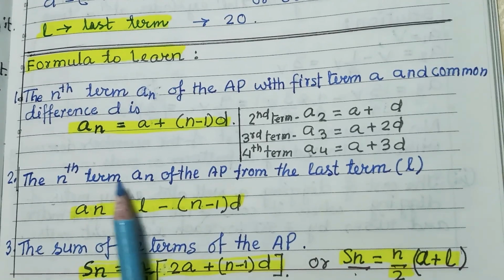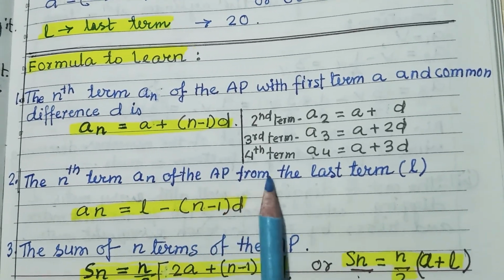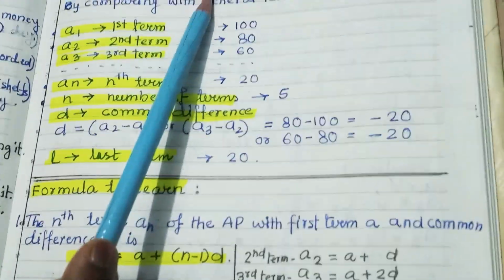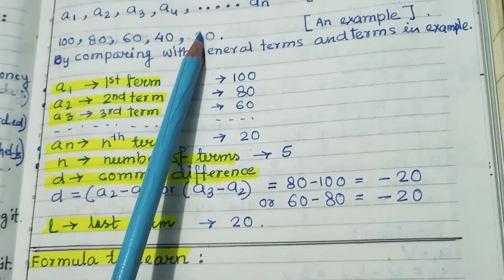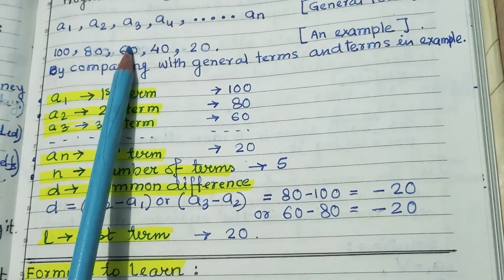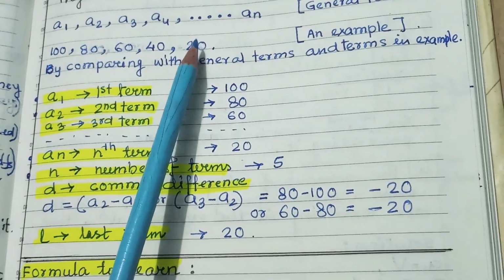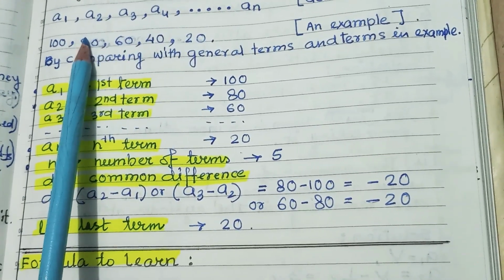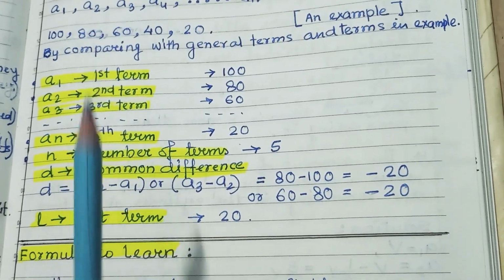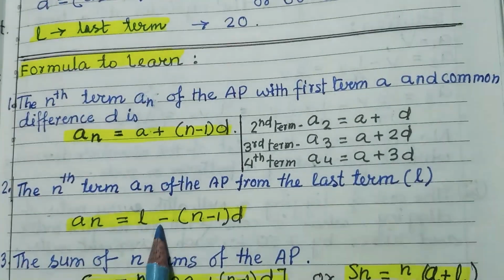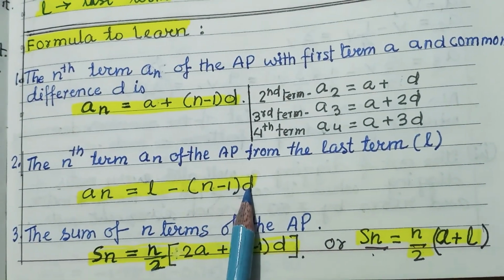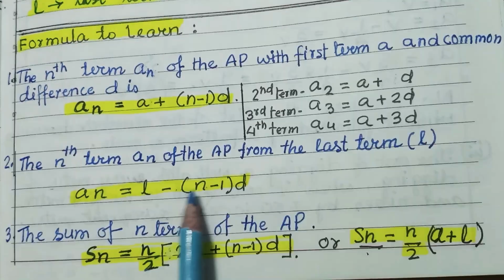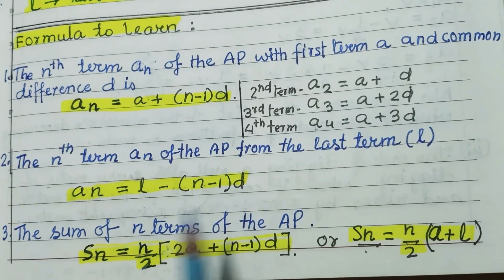Now the nth term an of the AP from the last term. From the last term means not from the beginning, but from the last term to the fourth term, for example. In that case, the formula is l minus (n minus 1) into d. Since we start from the last term, it is l minus (n minus 1) into d.